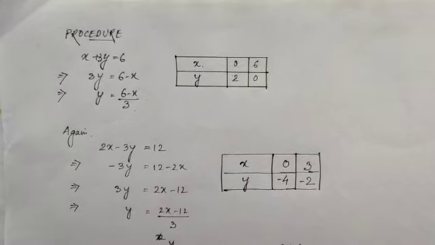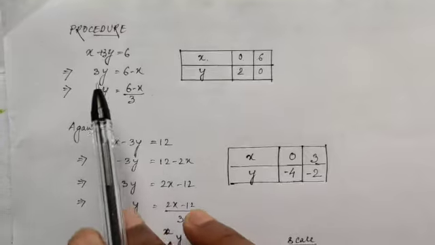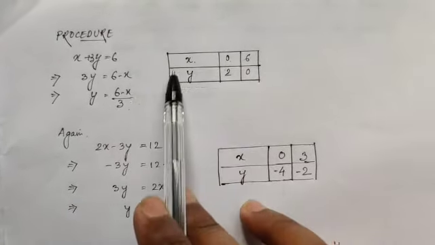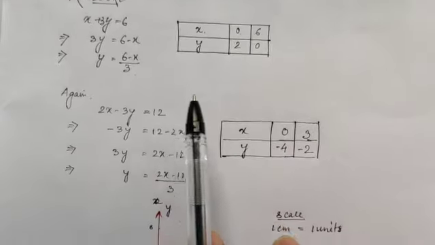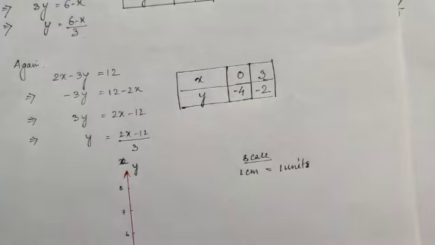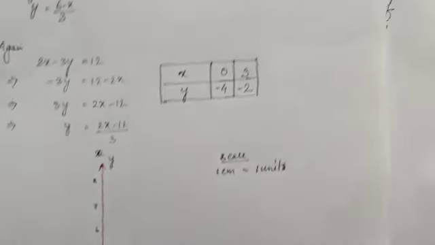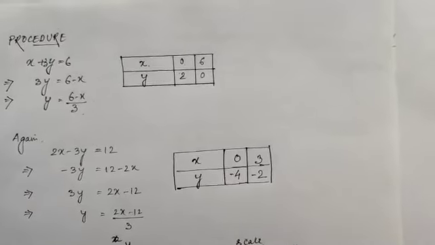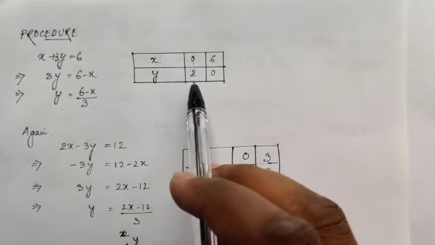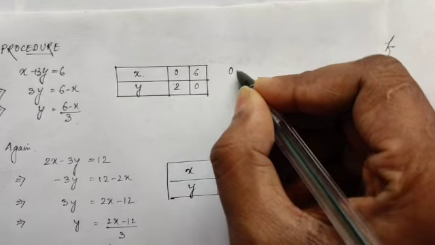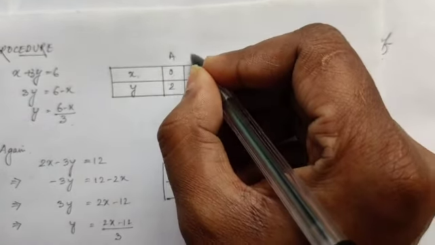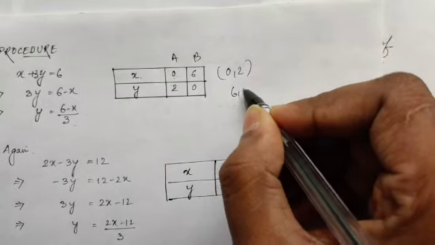Okay, so for that we need points. To find the points, let us express y in terms of x. Then these are the points for this graph, for these equations, and similarly these are the points for these equations. Now let us plot the first graph of the first equation. When x is 0, y is 2, so what are the points here? 0, 2. Let us say this is A and this is B point, and another point is 6, 0.